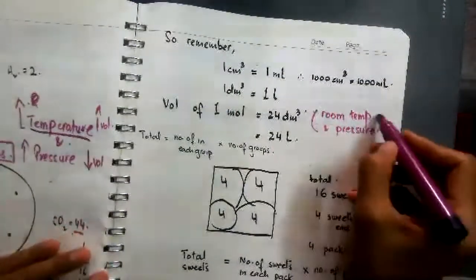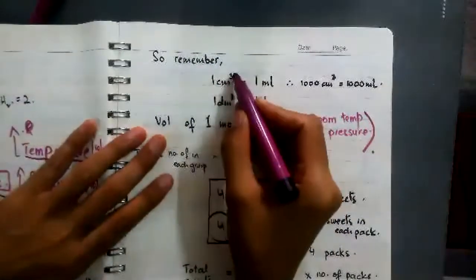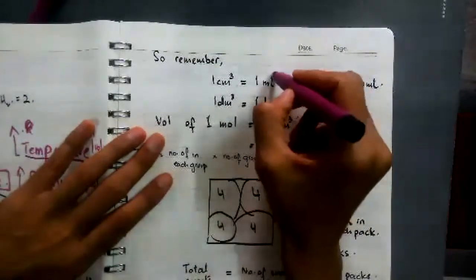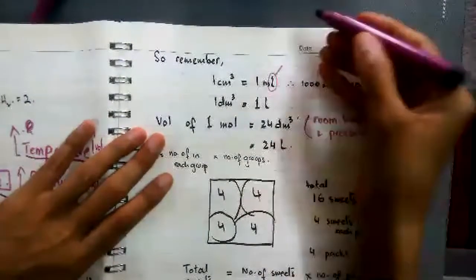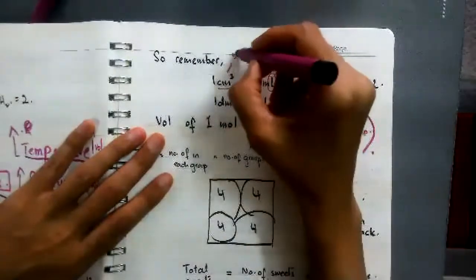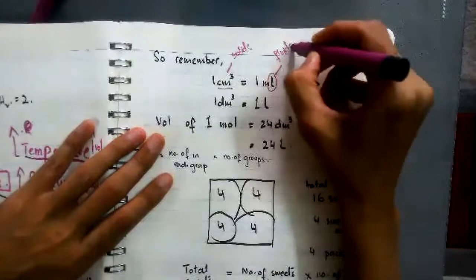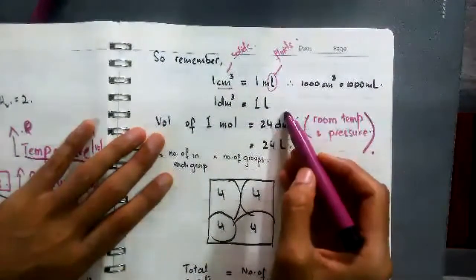We discussed that. Another thing that you should remember is that 1 cm cube is equal to 1 milliliter. We usually use liters for fluids like liquids and gases, and cm cube is used for solids. 1 dm cube is equal to 1 liter.